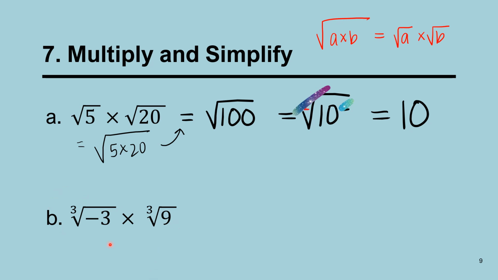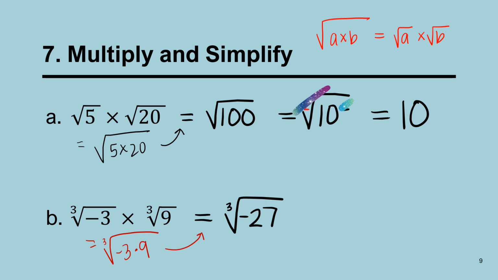Now let's look at an example with a cube root. Again, we're dealing with something that looks like the right-hand side of this product rule. So we're going to take it and combine it into one radical. This is the same thing as the cube root of negative 3 times 9. What is negative 3 times 9? Negative 27, right? So that's the same thing as the cube root of negative 27.